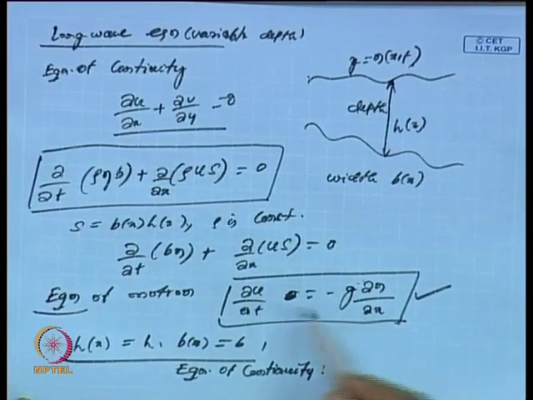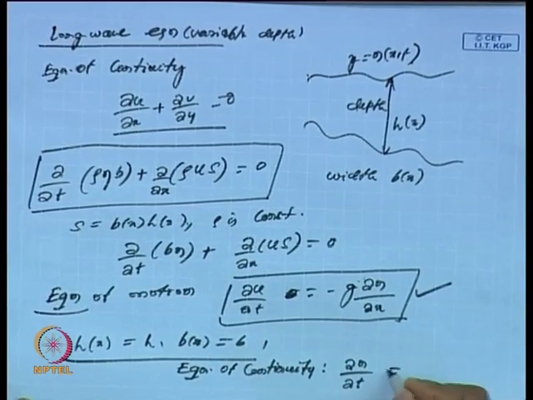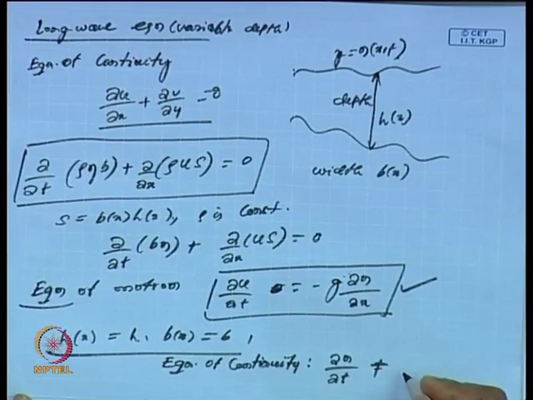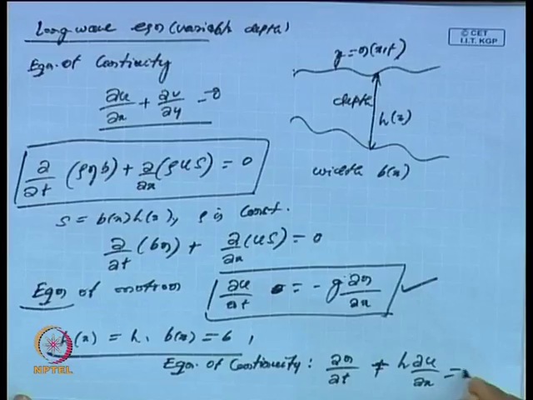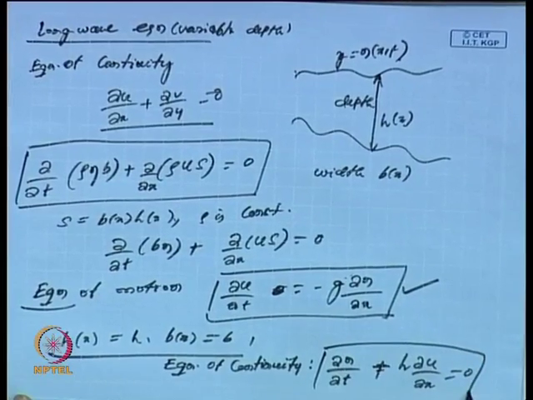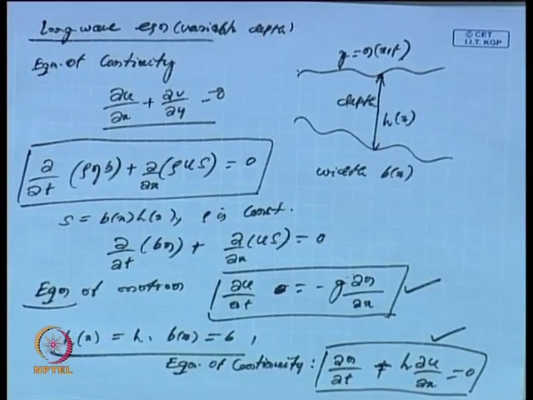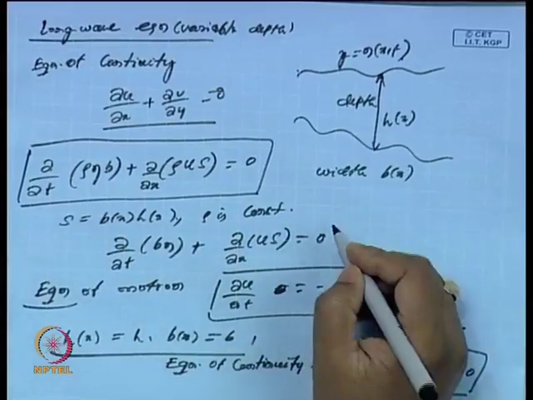this: del eta by del t plus h times del u by del x is equal to 0, as b will cancel. And this is what we have seen, that this is the case of a one dimensional long wave, the equation of continuity, and if we combine this, so this is the equation of continuity.